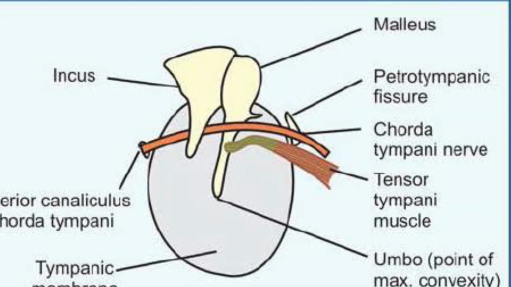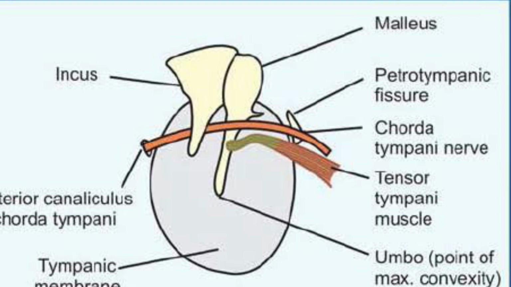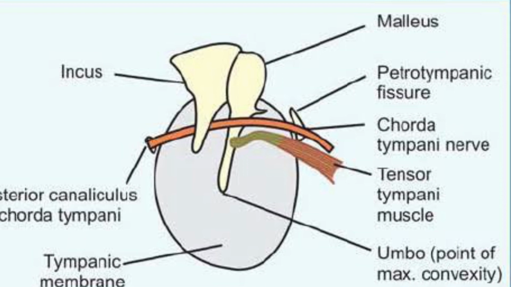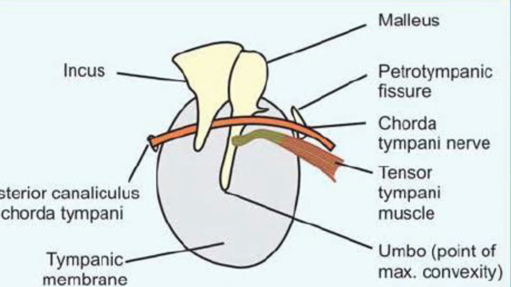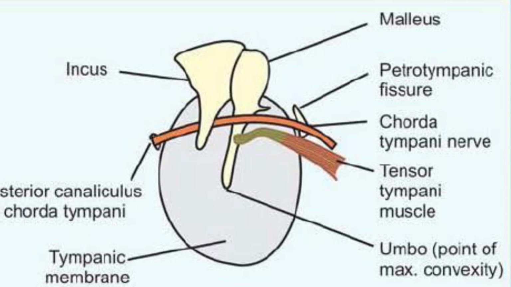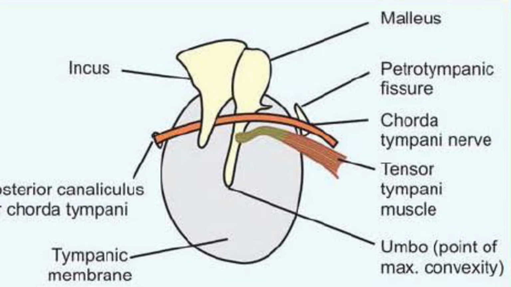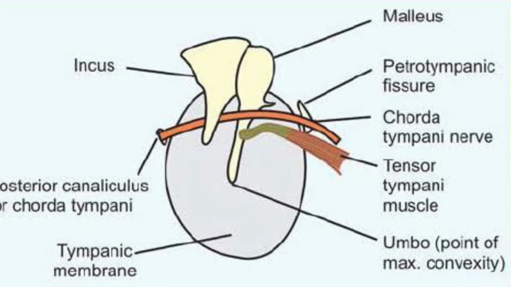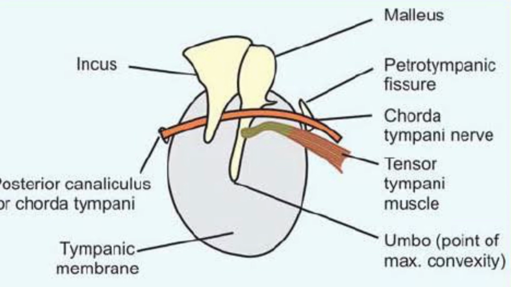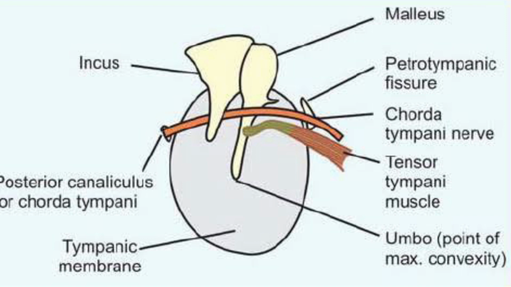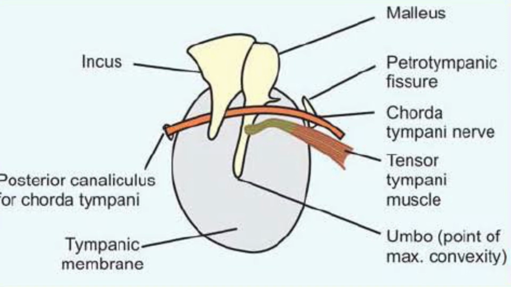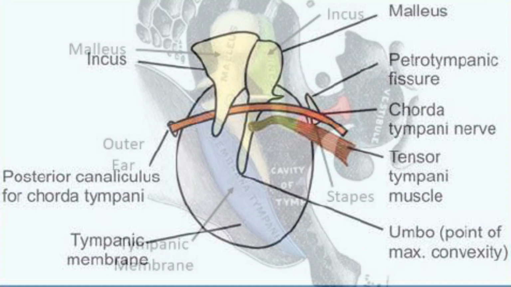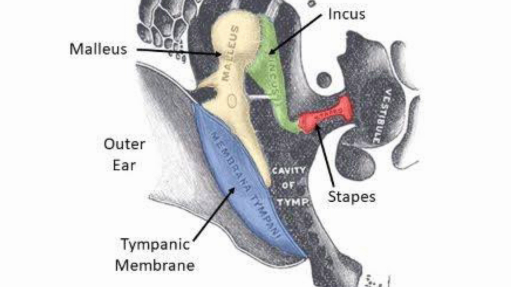The medial surface of the tympanic membrane is convex, and the point of maximum convexity is called the umbo. Umbo is the attachment of the handle of malleus at the tip of the tympanic membrane, where maximum convexity is toward the middle ear cavity. The chorda tympani, as you can see in this picture, is closely related to the upper part of the tympanic membrane, the pars flaccida. The nerve runs from posterior to anterior, medial to the neck of the malleus, close to the tympanic membrane.